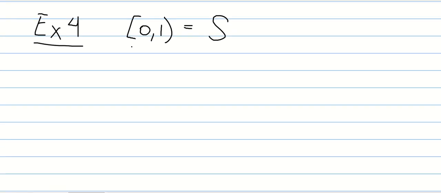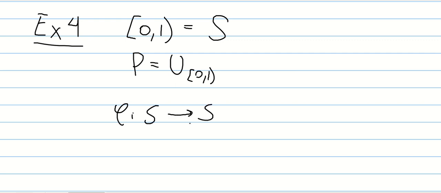Okay, what is our probability here? P is going to be just a uniform on [0, 1]. And what is phi? So phi is going to have a strange looking face. So phi is going from S to S as usual. It's going to take a little x and take it to 2x minus the integer part of 2x.